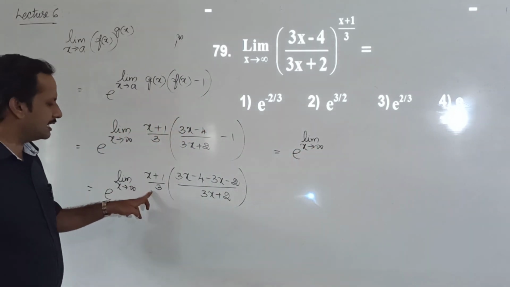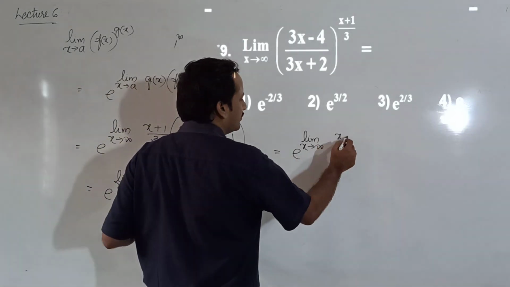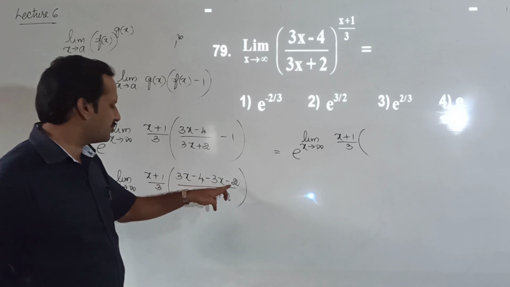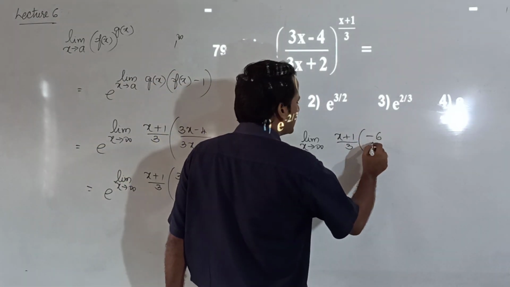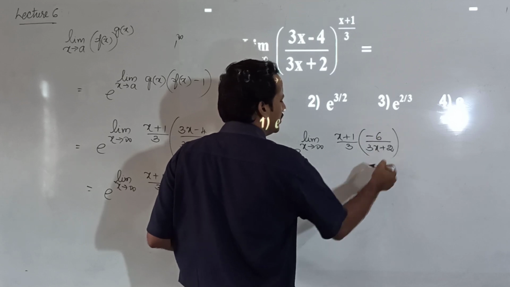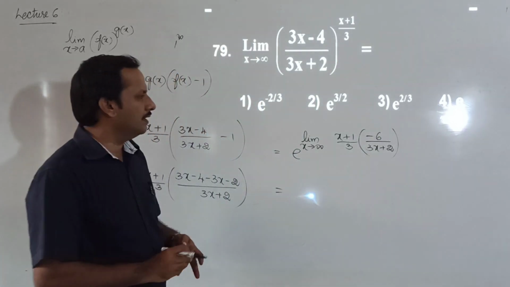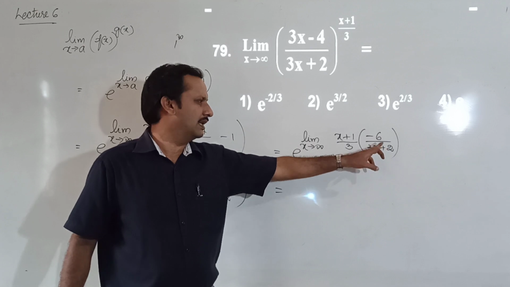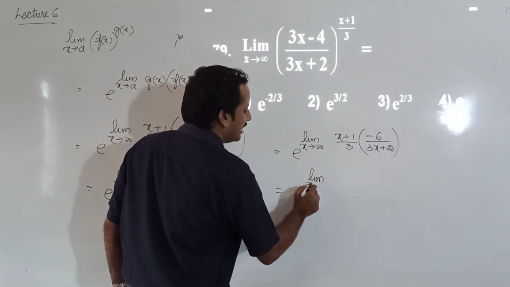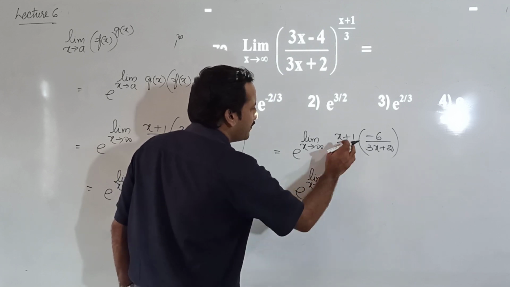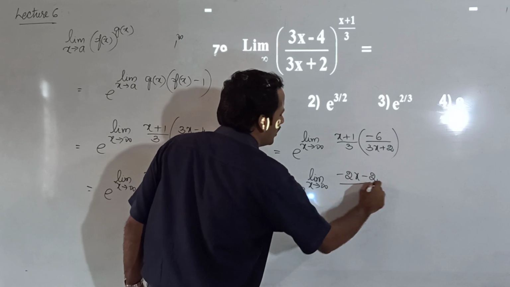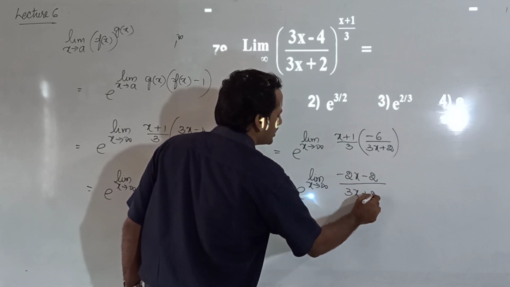Here what will remain? x plus 1 by 3 into, here minus 4 minus 2, that will give you minus 6 divided by 3x plus 2. Here 3 gets cancelled, minus 2 will remain into this. I can write this as e power limit x tends to infinity, minus 2 is remaining into this, we get minus 2x minus 2 divided by 3x plus 2.